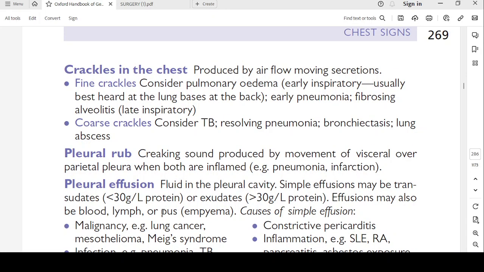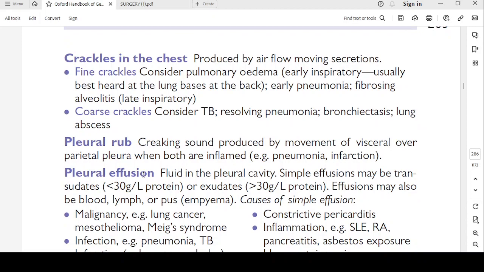Crackles in the chest are produced by airflow moving secretions. Fine crackles: consider pulmonary edema. Early inspiratory crackles, usually best heard at the bases at the back, suggest early pneumonia, fibrosing alveolitis, or late inspiratory crackles. Coarse crackles: consider tuberculosis, resolving pneumonia, bronchiectasis, or lung abscess.